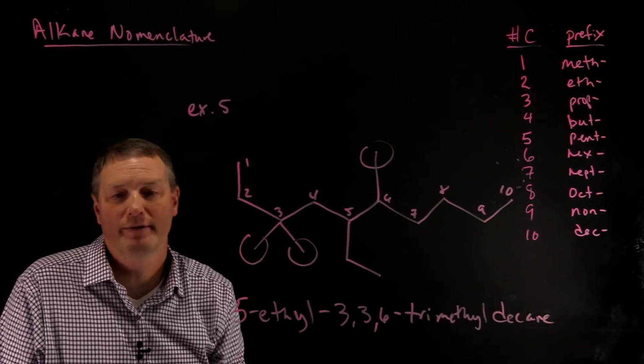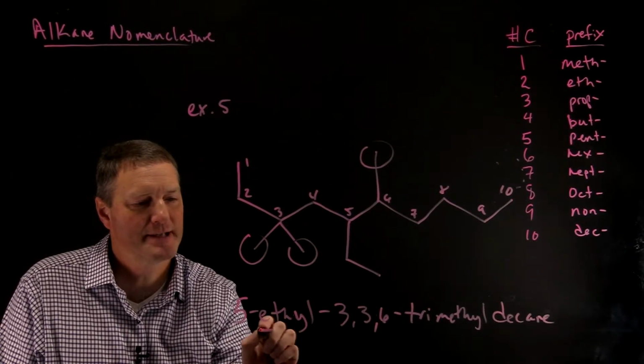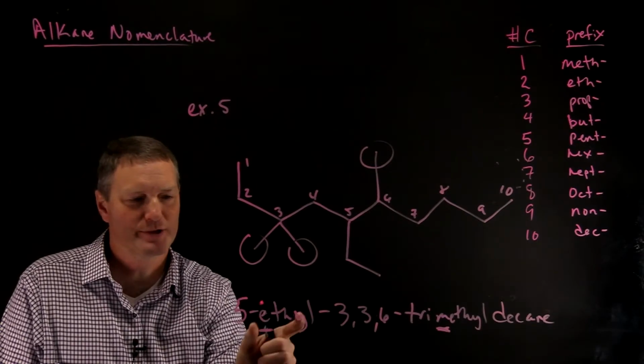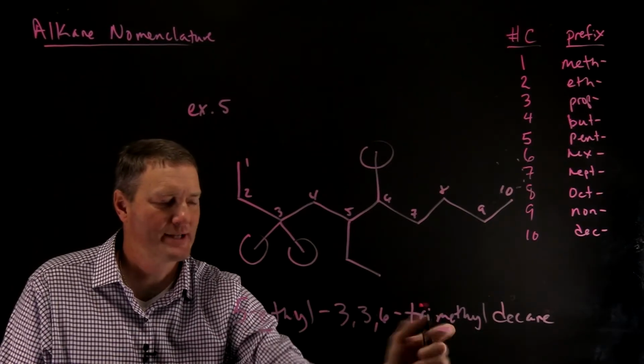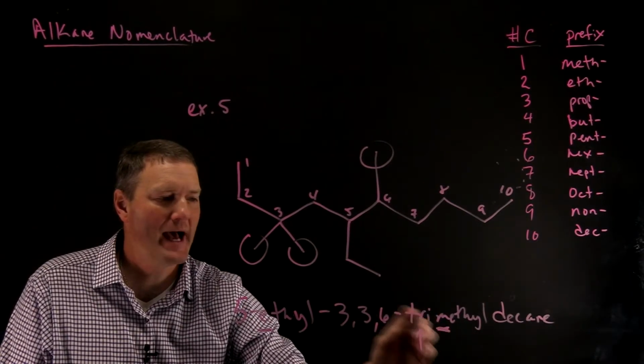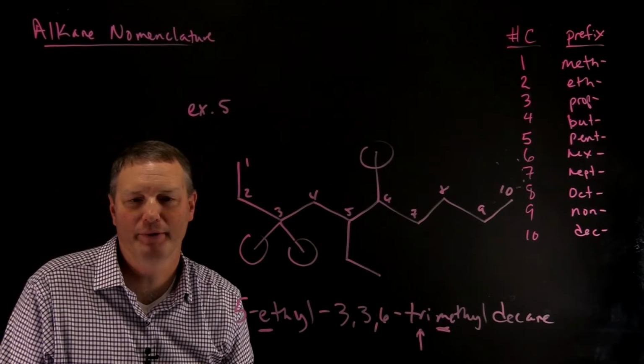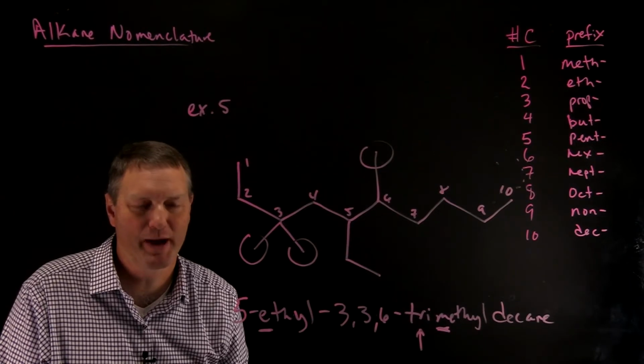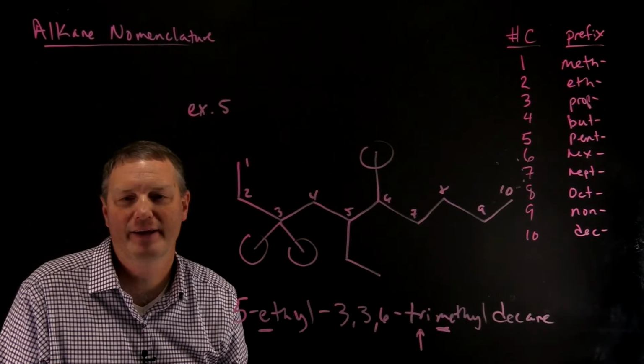Now, one important last point here. When it comes to alphabetization, we look at the letters of the substituent. So ethyl and methyl is what we're considering. The tri or di or tetra prefix in front of the substituents doesn't count for alphabetization when we do these sorts of problems. So I hope that helps with alkane nomenclature. Good luck.